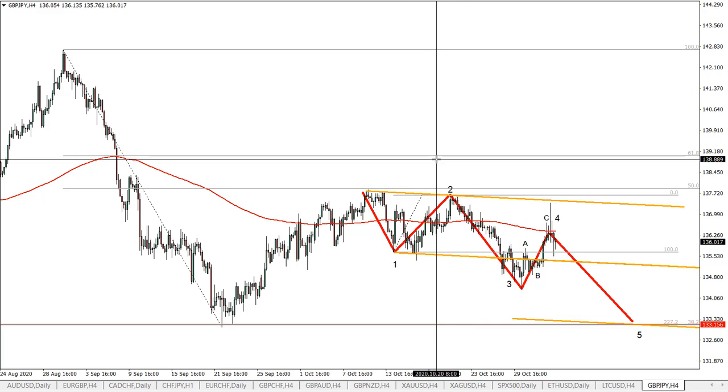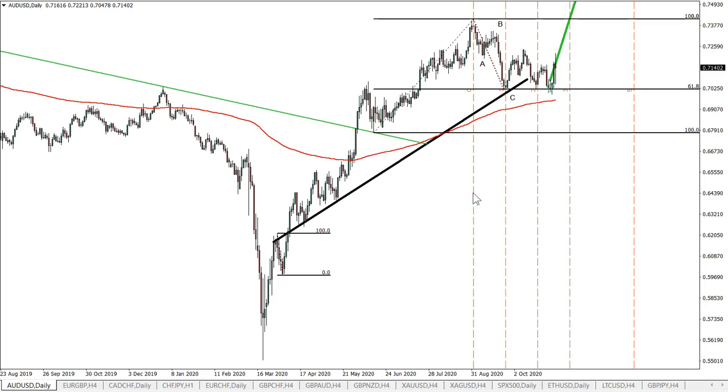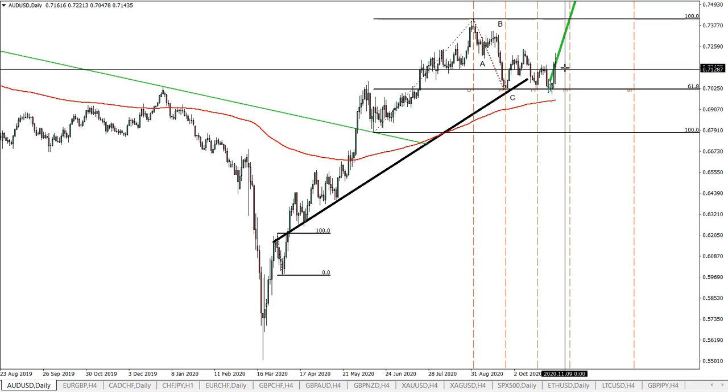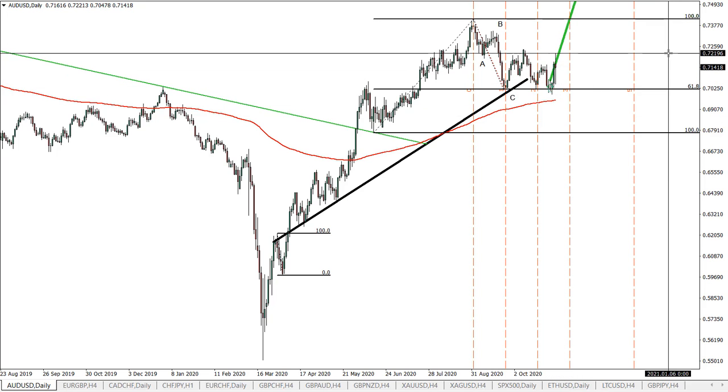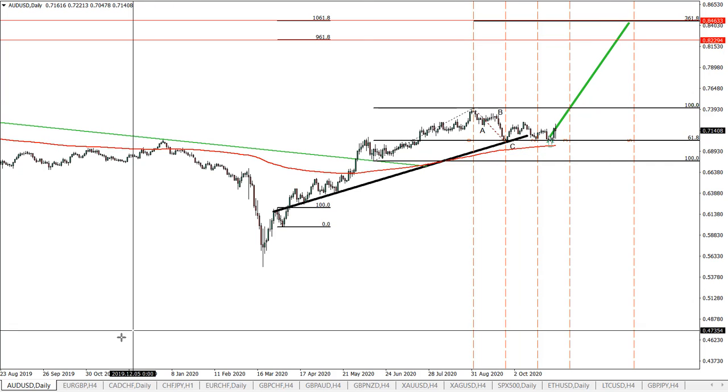Now time to move to our previously made analysis, starting with the Australian dollar. Price is moving up. As expected, these guys could be quite a decent uptrend, as I have mentioned already. So ABC accomplished, now to the upside, as long as we hold, of course, this support.